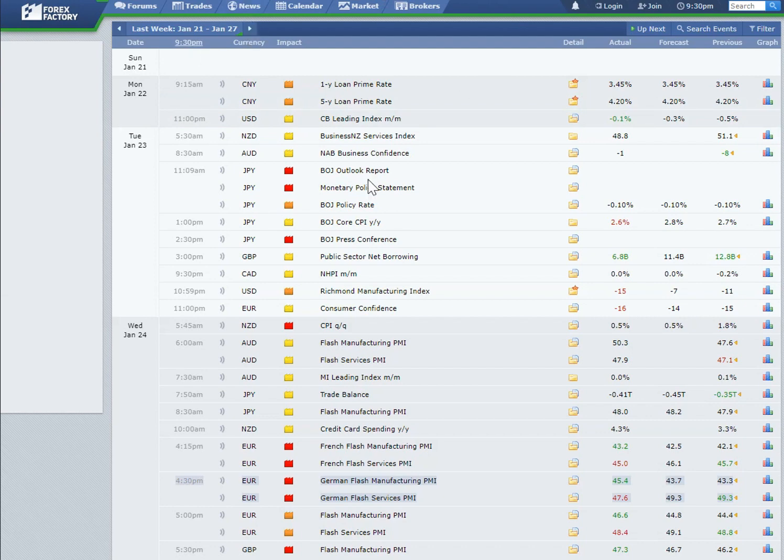So as usual, first thing we're going to start with the news and the market trend of the past week and see how it affects the gold market in the coming week. Okay, this is Forex Factory.